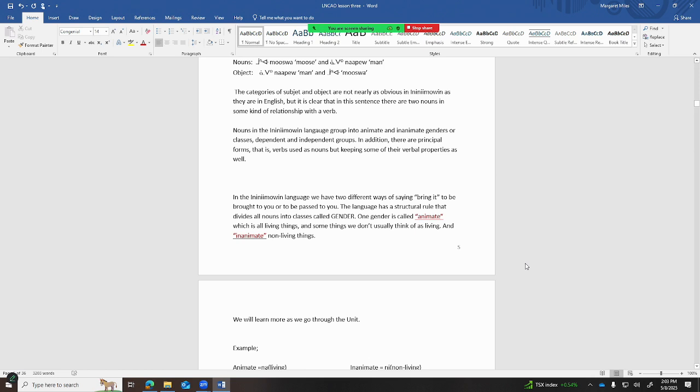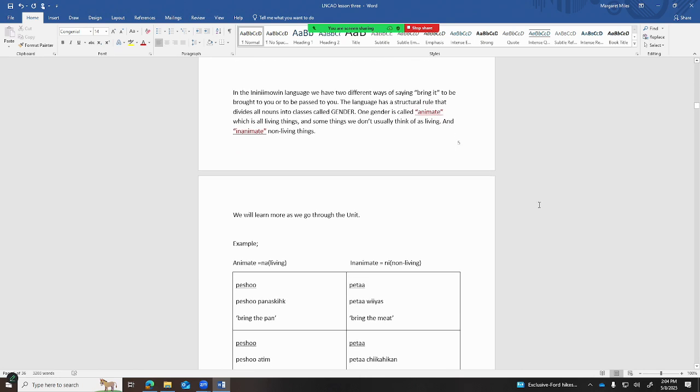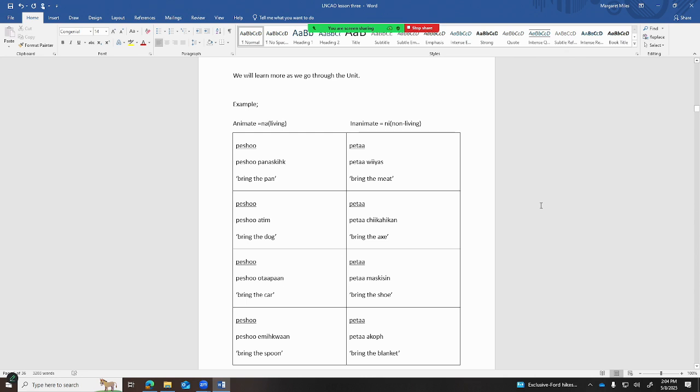So in the Inaniman language, for example, bring it, there's two different ways of saying bring it. Brought to you and passed to you. So one gender is called animate, which is all living things, and some things we don't usually think of as living, and inanimate, non-living things. So we're gonna go through this in this unit.